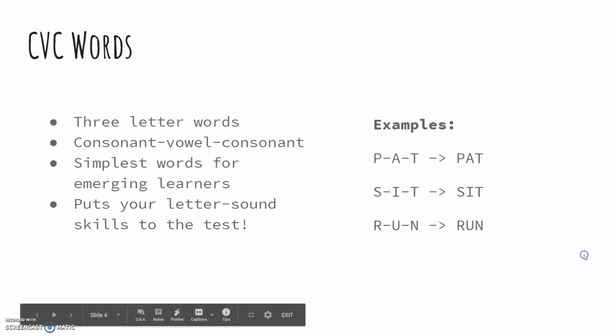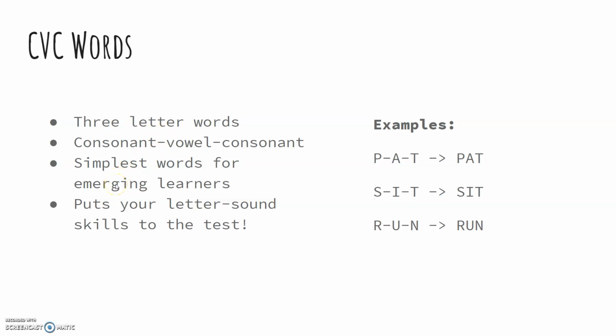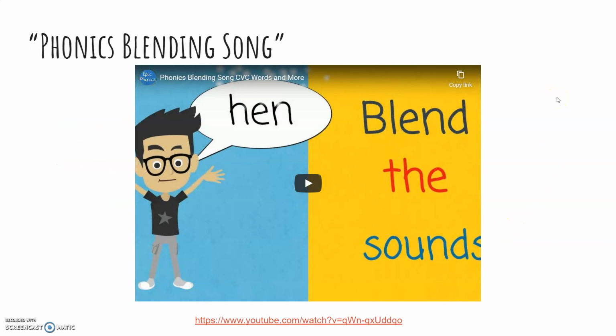CVC words are the simplest words for emerging learners such as yourselves, and they allow you to really test those letter sound skills. For example, here are some CVC words. At, pat, it, sit, and run.